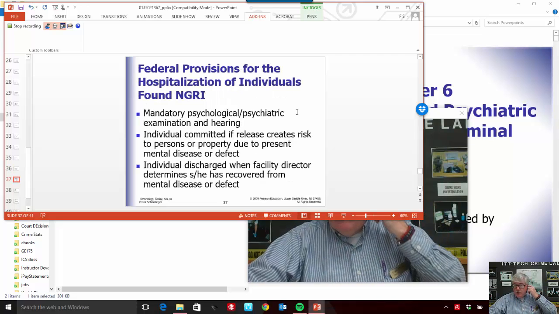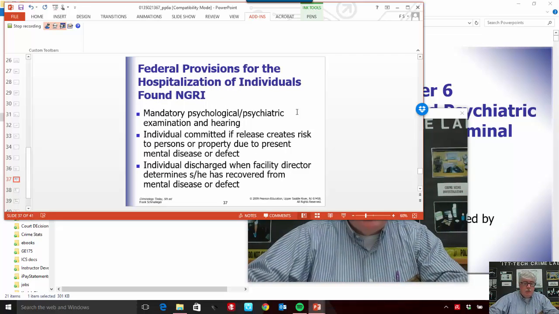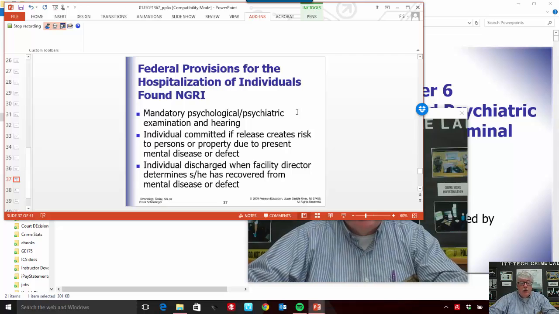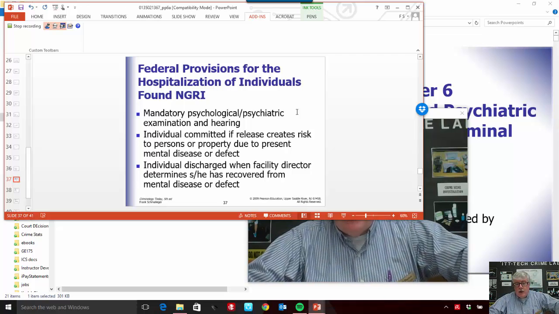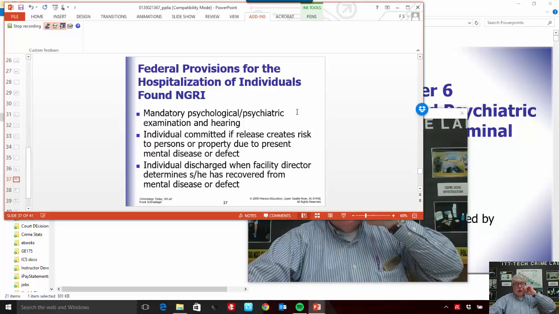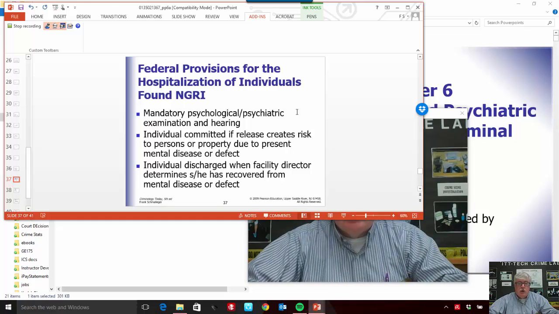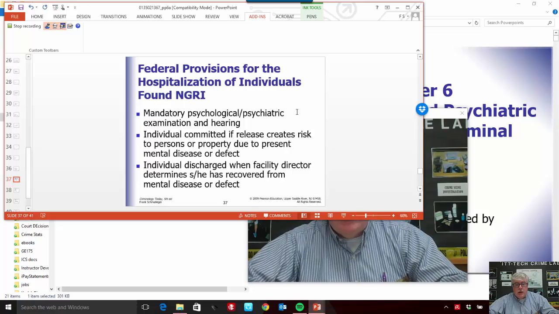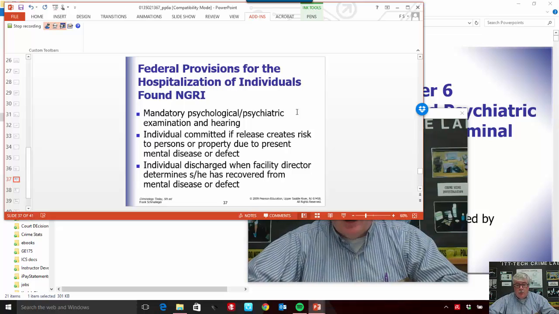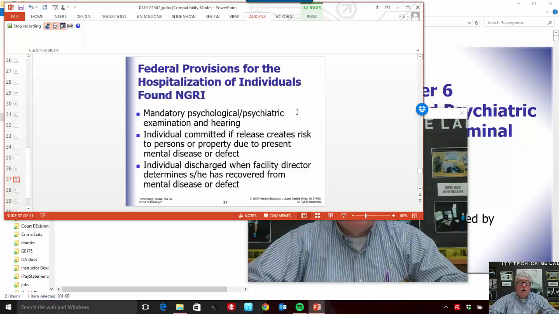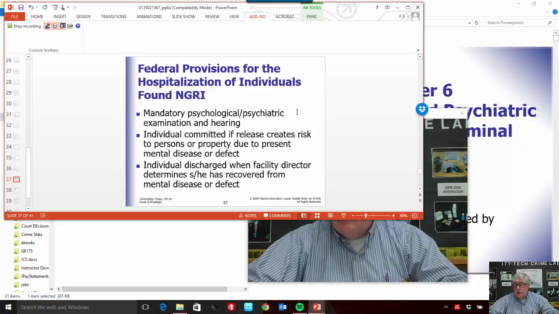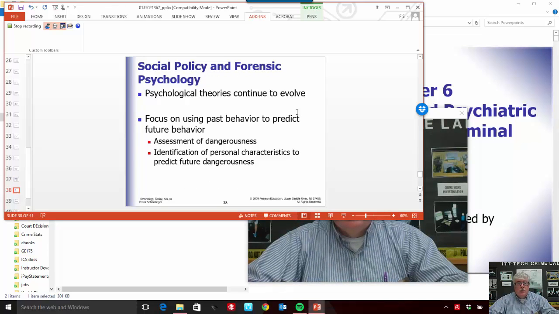All right, there's federal provisions, not guilty by reason of insanity. Basically, these were changed after President Reagan was shot back in the 80s, and it requires that the person has a psychological or psychiatric examination and a hearing. The individual is committed if the release creates a risk to persons or property due to present mental illness or defect. Discharge comes when the facility director determines she or he has recovered from mental disease or defect. These are the guidelines under the federal statute.